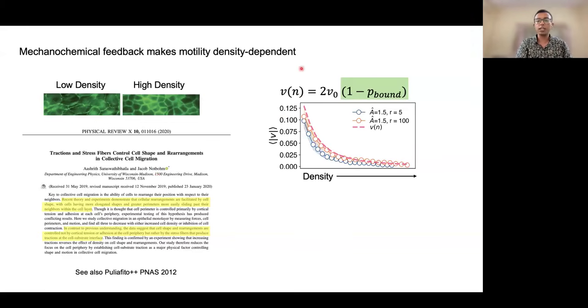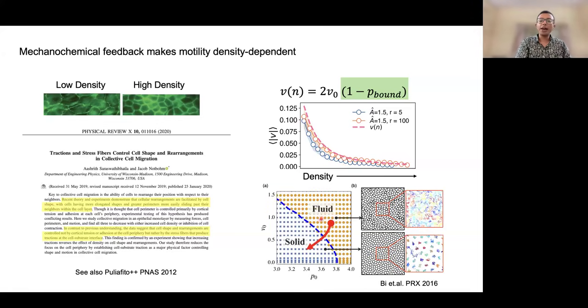And what that means is we can write down a constitutive relation in which the motility is proportional to the fraction of the stress fibers, which is 1 minus P bound. So as a result, with respect to density, the average motility goes down nonlinearly with density.